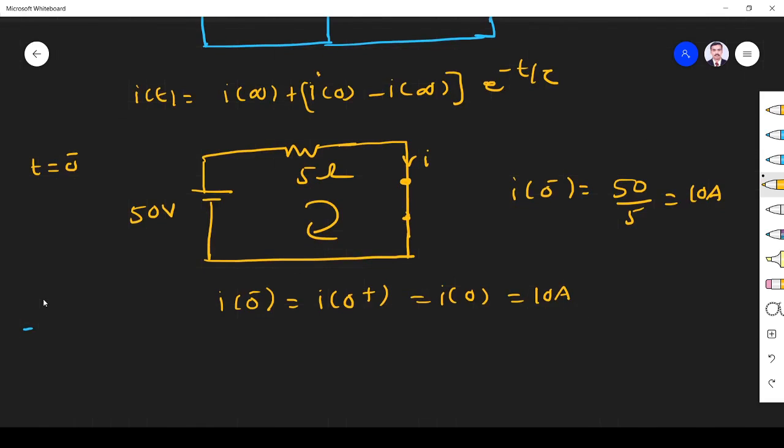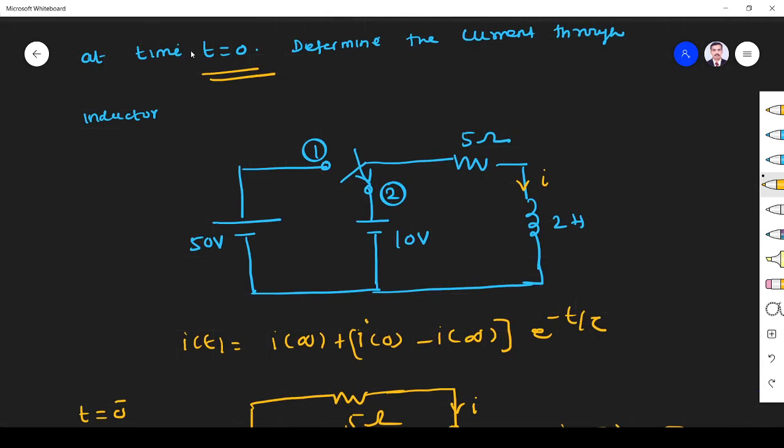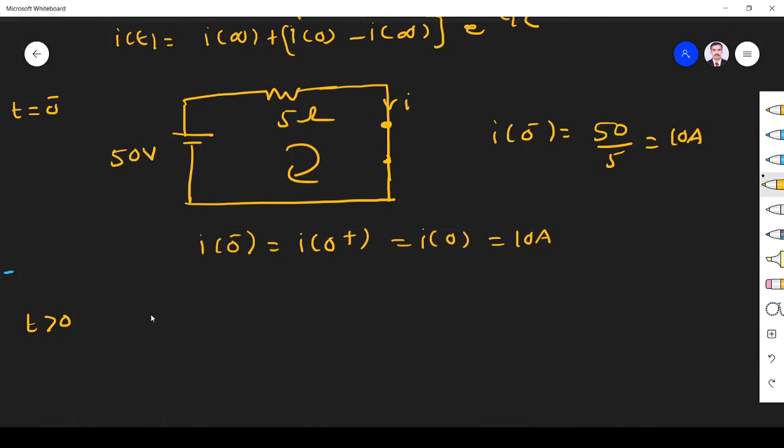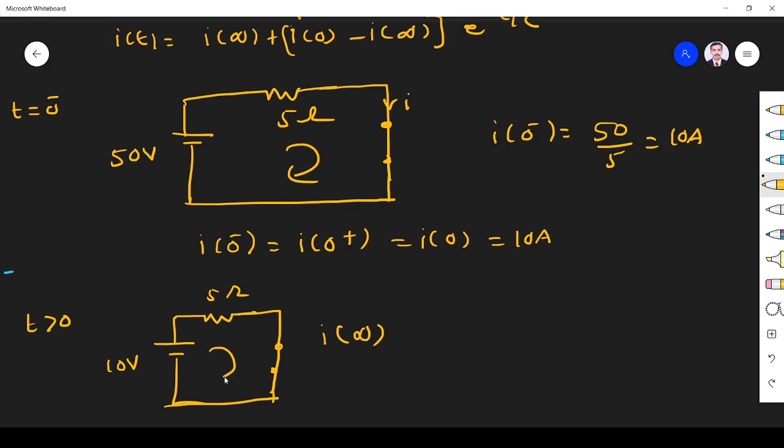When t is greater than 0, the switch comes to position 2, because at t is equal to 0 the switch comes to position 2. The circuit will have 10 volt, 5 ohm, and the inductor is again short for steady state voltage. So it is short, 10 volt. Now what is my current through the circuit? Let me find I infinity. For t greater than 0, I infinity is given by 10 by 5, 2 ampere.